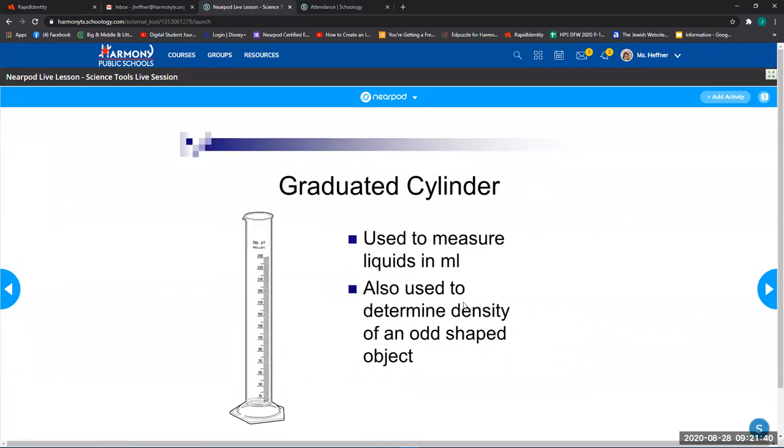A graduated cylinder is used to measure liquids in milliliters. It's usually smaller amounts of liquids. There are different sizes of graduated cylinders, like the one you see here is 250 milliliters. There are some that can go up to 500 milliliters. They're very precise in their measurement. So if you need to measure a very precise amount of liquid, a graduated cylinder is the best way to go.